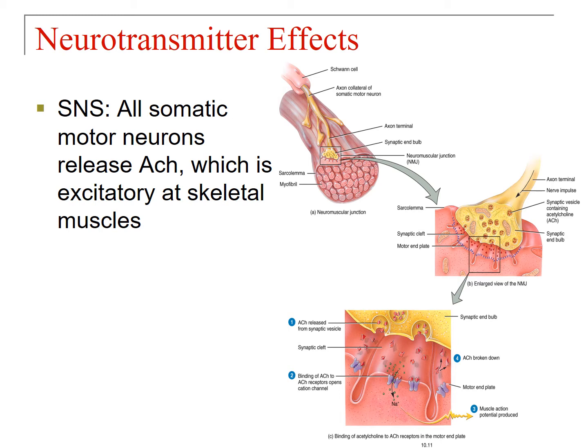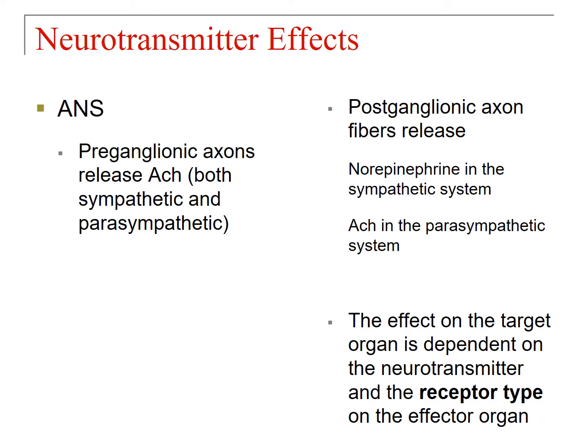Now, again, our difference in neurotransmitters: the somatic nervous system involves acetylcholine release, which is always excitatory at skeletal muscles. We went through this in the muscular system. With the autonomic nervous system, the preganglionic axons always release acetylcholine that is always excitatory and always causes the postganglionic axons to start an action potential, resulting in the release of norepinephrine from sympathetic fibers or acetylcholine from the parasympathetic fibers. And again, the effect on the target organ depends on which neurotransmitter gets released and the receptor type that's on that particular effector organ.